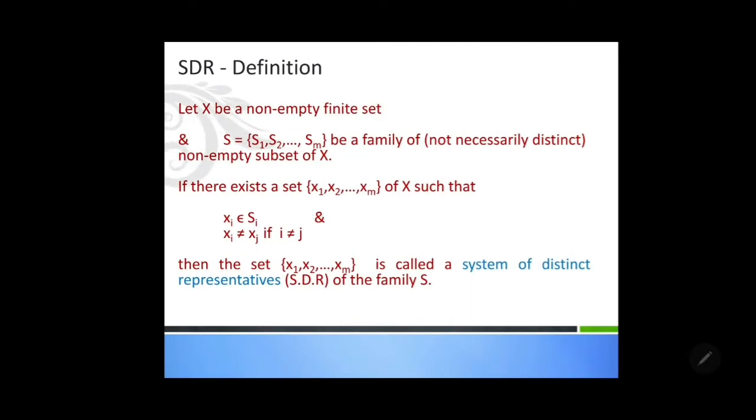The definition is, let X be a non-empty finite set and S equal to S1, S2, etc., Sm be a family of non-empty subsets of X. If there exists a set x1, x2, etc., xm of X such that xi belongs to Si and xi is not equal to xj if i is not equal to j, then the set x1, x2, etc., xm is called a system of distinct representatives of the family S.